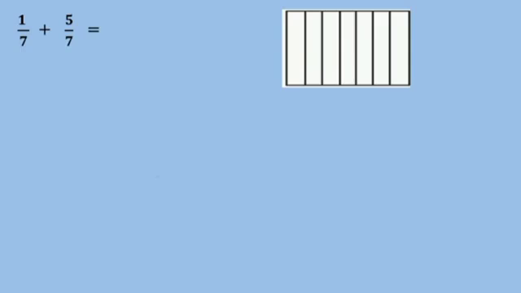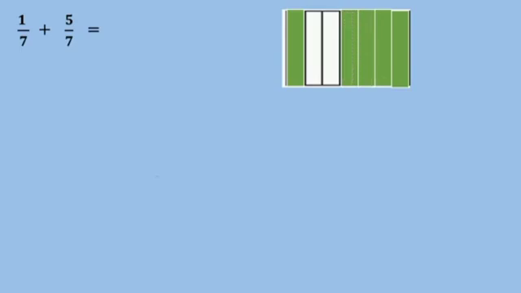In another way, we can imagine we have 7 pieces. The first fraction is to take one piece from the total 7 pieces. The second fraction is to take 5 pieces from the total 7 pieces. So 1, 2, 3, 4, and 5. The addition of these two fractions is to count all the taken fractions or parts over the total, which is 7. So how many green pieces do we have? We have 6. So the answer is 6 over 7.